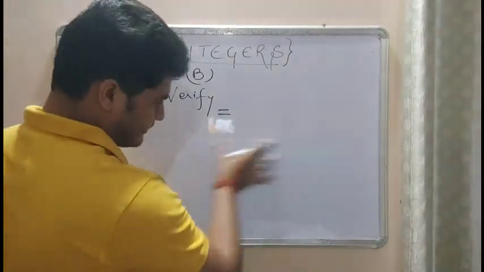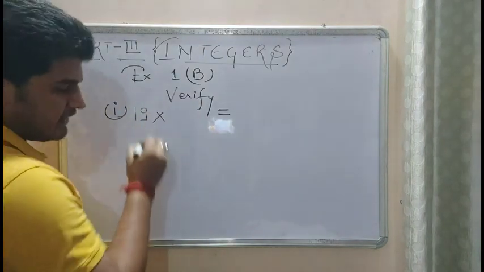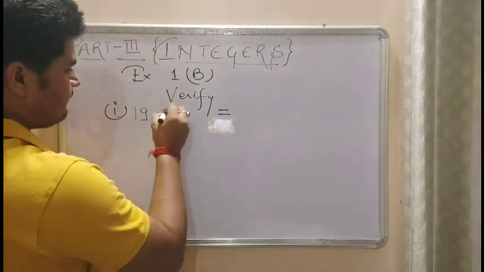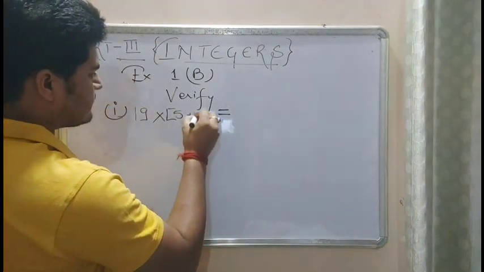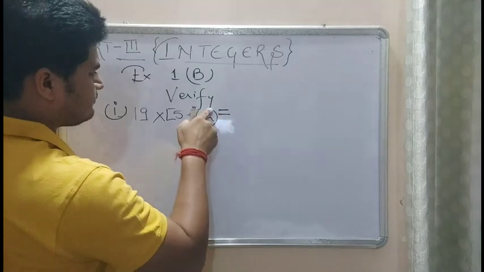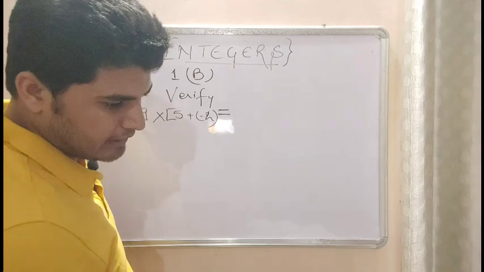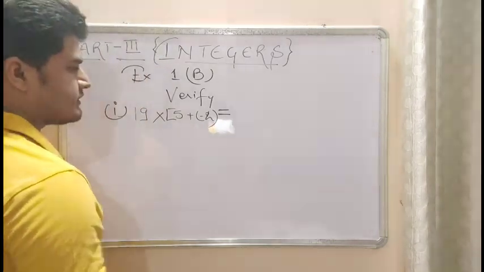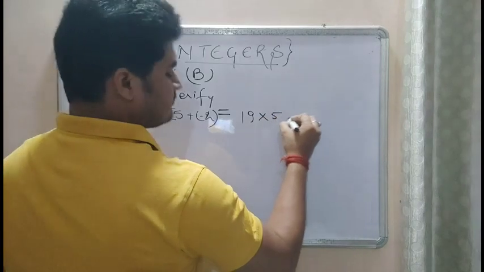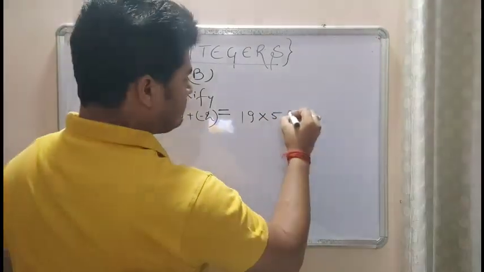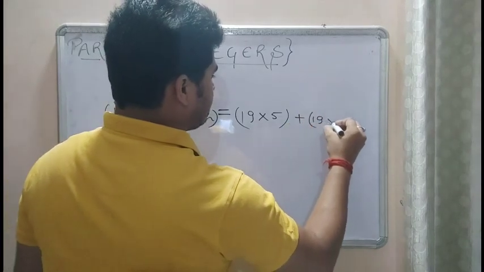So the question is 19 multiplied by 5 plus minus 2. 5 plus minus 2. Am I correct? Yes. And in the next one it is saying that 19 into 5, then in bracket plus 19 into minus 2.